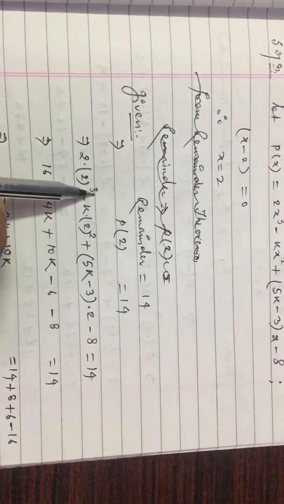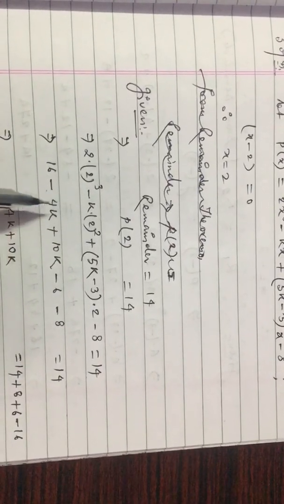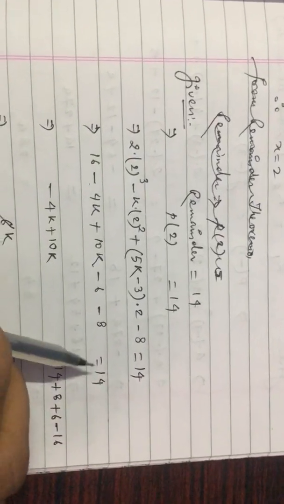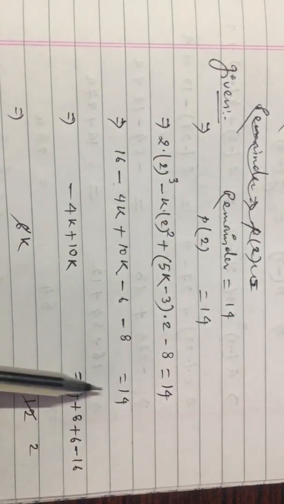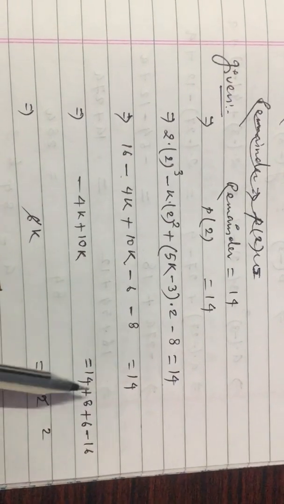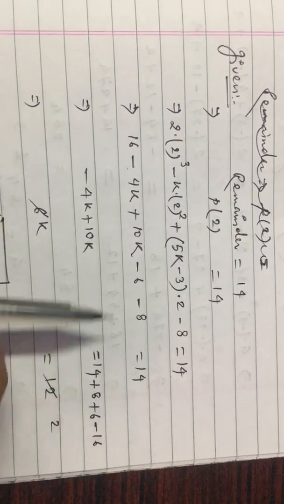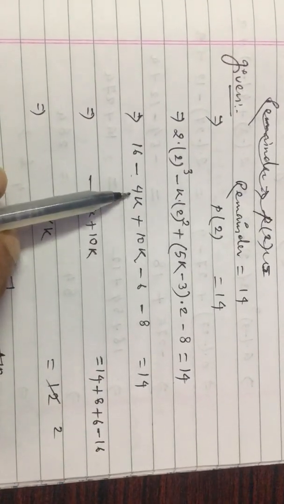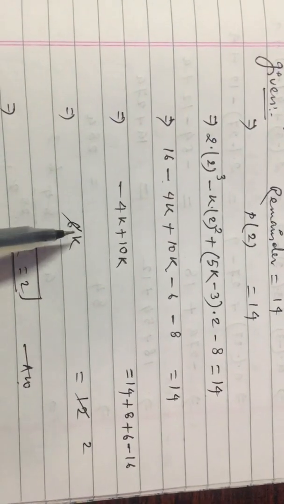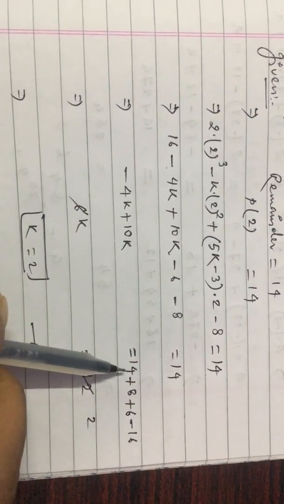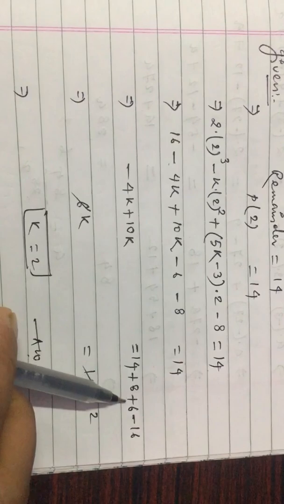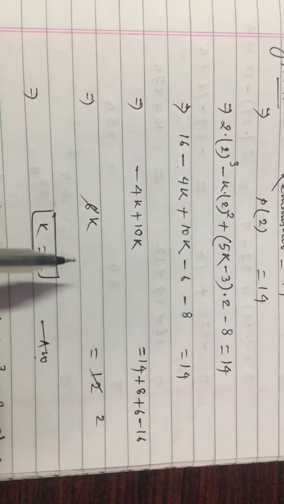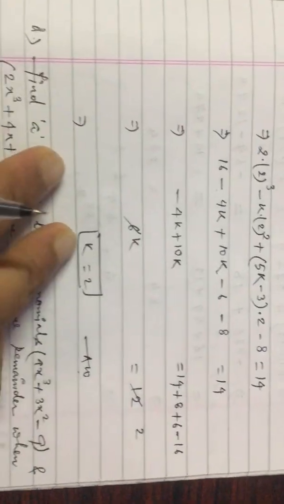2 to the power 3 is 8, 8 twos are 16, minus 4k, 2 fives are 10k, 2 threes are 6, minus 8 is equal to 14. So 14 is the same on this side, and minus 8 plus 6 plus 16 minus 16 cancel out. This side is left with minus 4k plus 10k, that is plus 6k. And 14 plus 8 is 22, plus 6 is 28, 28 minus 16 gives 12. And this 12 is divided by 6, 6 twos are 12, that is k is equal to 2.